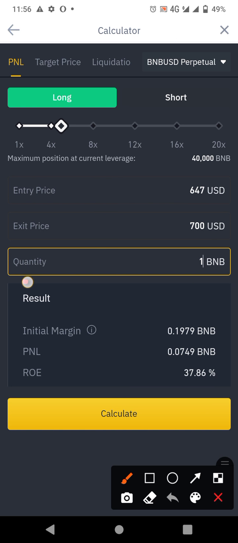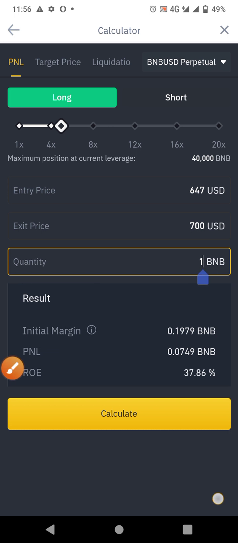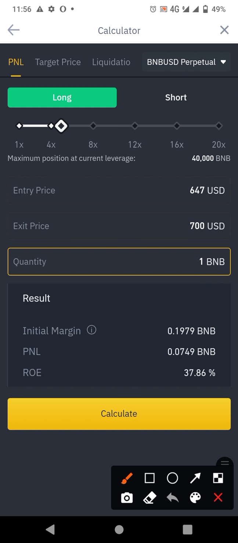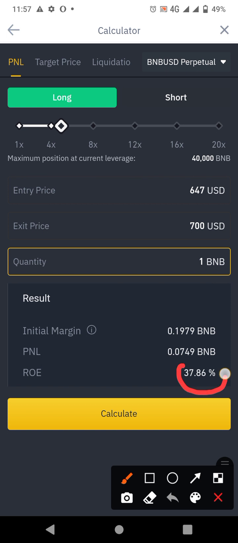This one you are seeing is 0.197 BNB. Now the PNL, that is the profit and loss. That means I will be gaining 0.07 BNB if BNB rises to $700. Are you getting me? Now this ROE means the percentage of that 0.0749 compared to my investment, which is 37.86% profit. That means I'm getting 37.86% profit.